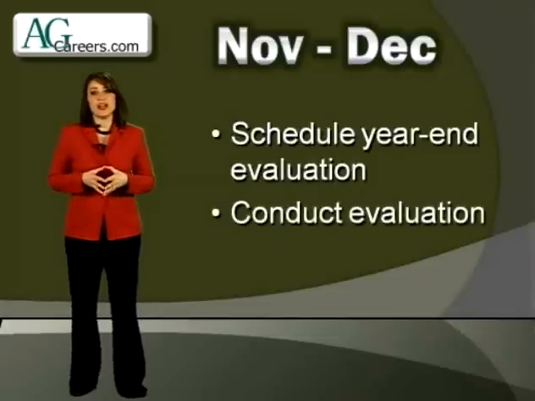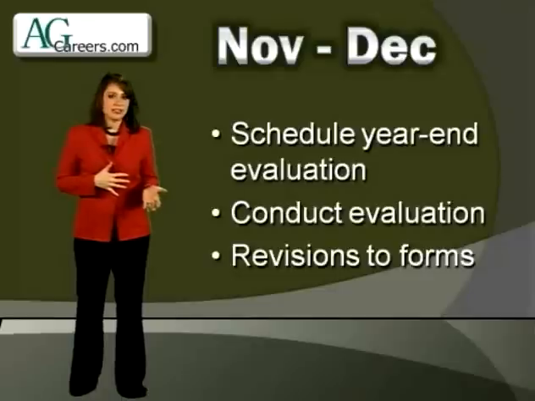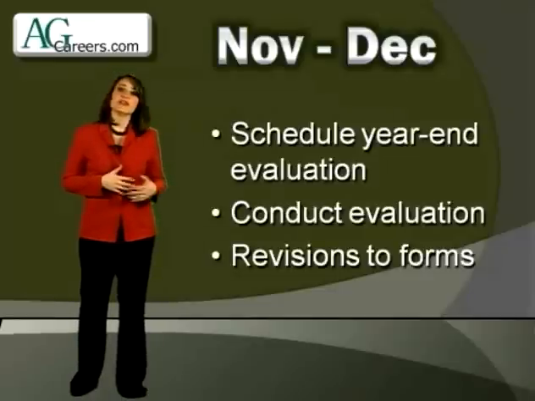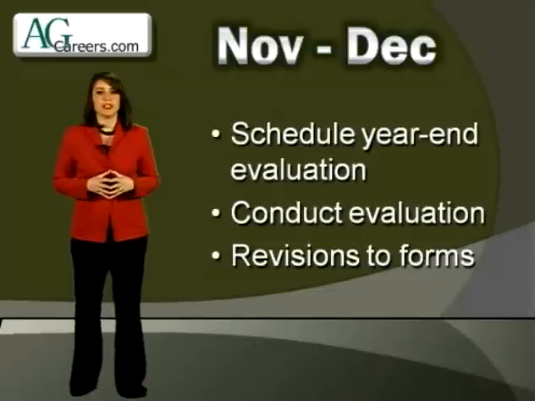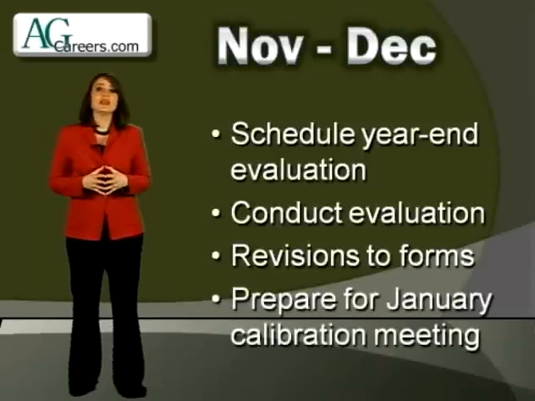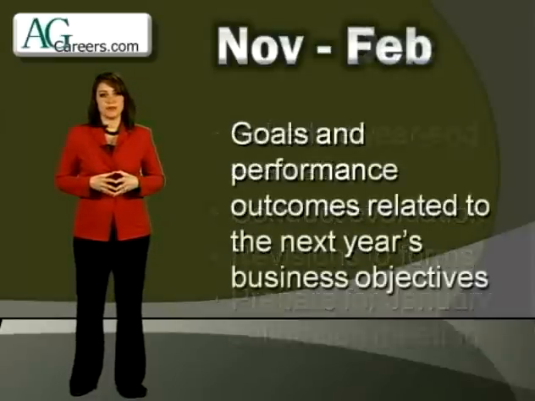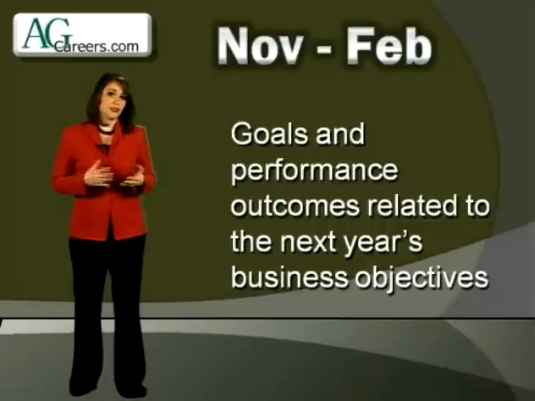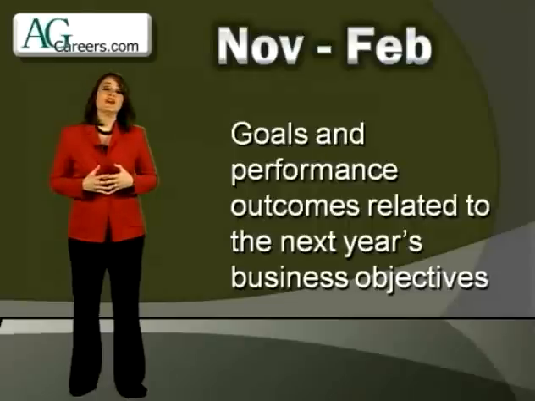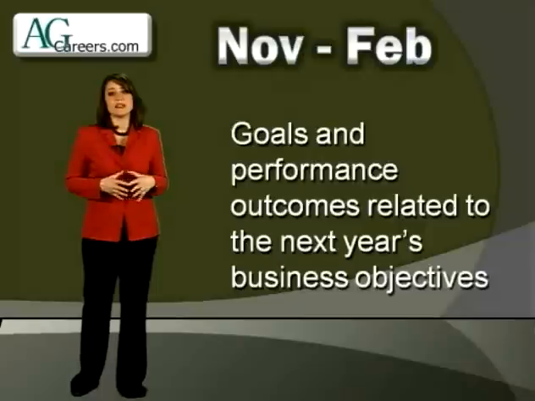Conduct then the year-end performance evaluation with each of your team members. Make any necessary revisions to evaluation forms and do that post your employee conversations. Prepare then for the upcoming January calibration meeting like we discussed, if that's applicable to your business. Also keep in mind as you're going through this process that between November and February, for example, you can also begin planning goals and performance outcomes related to the next year's business objectives.